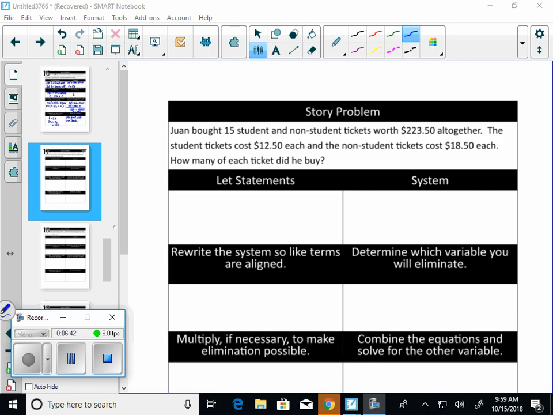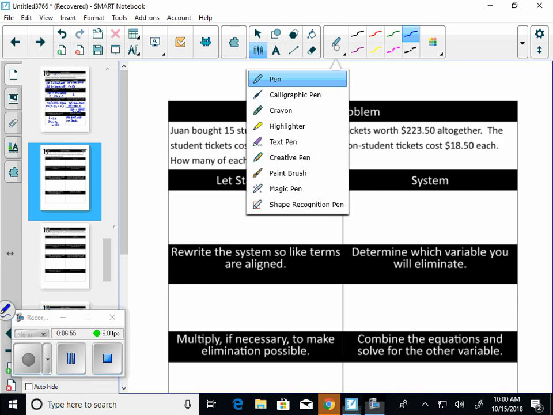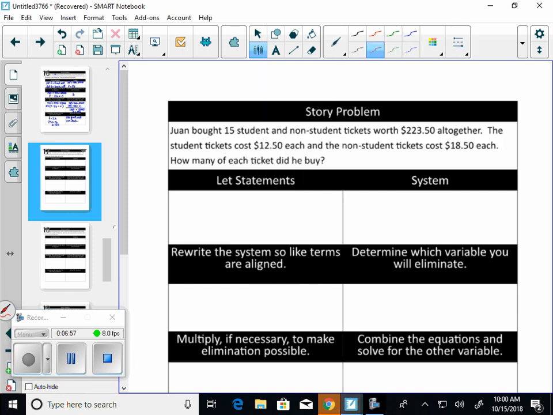Okay, so we're going to look at Juan's problem. Juan bought 15 student and non-student tickets worth $223.50 altogether. The student tickets cost $12.50 each, and the non-student tickets cost $18.50 each. How many of each did he buy? So let's go ahead and write some let statements. We're going to let S equal the student tickets, and let's let N equal the non-student.